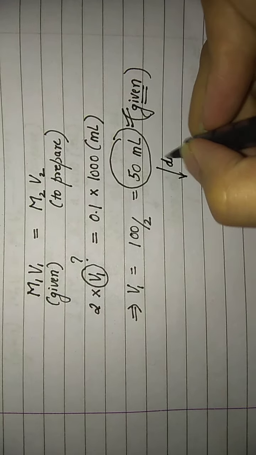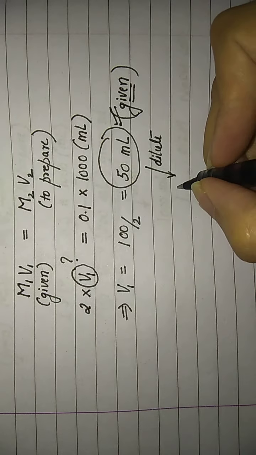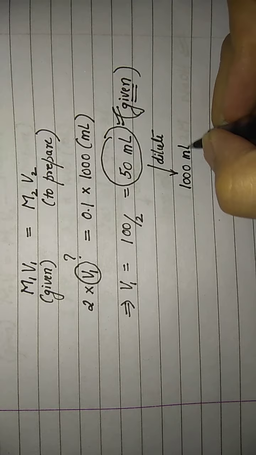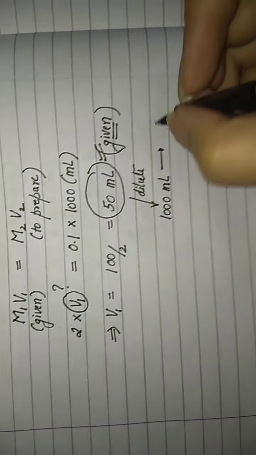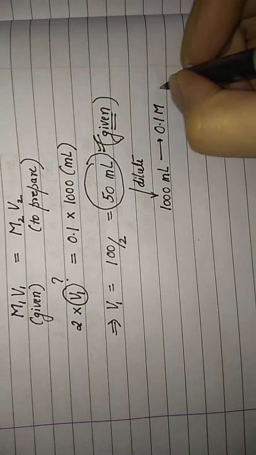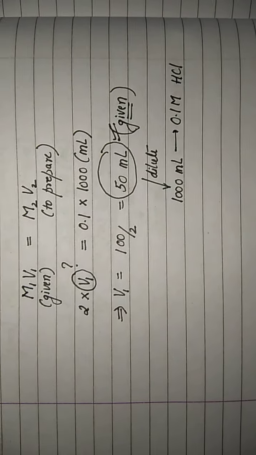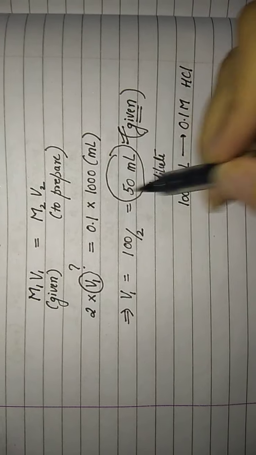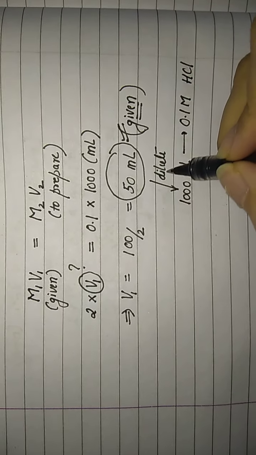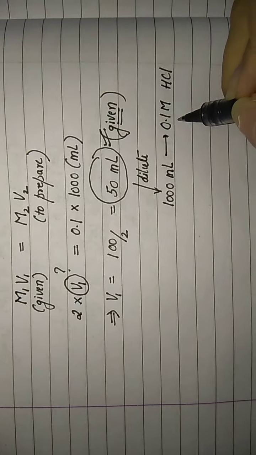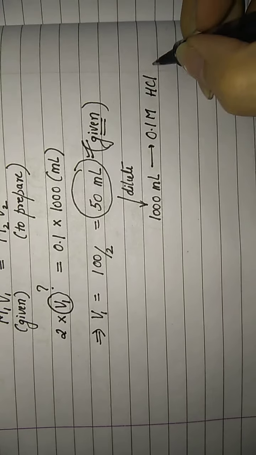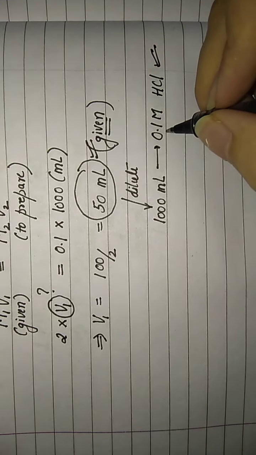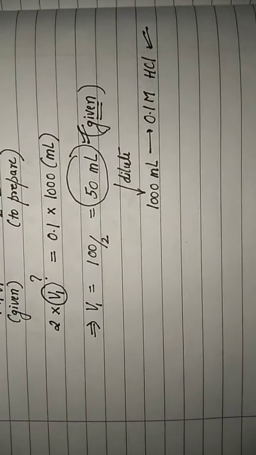and I will dilute this to 1000 ml. The resulting diluted solution will be the solution that I needed, 0.1 molar HCl. Okay, so you will be taking this much volume of the given solution, you will be diluting it up to 1000 ml, and the resulting diluted solution will be the solution which was needed. Okay, it will be the solution of 0.1 molar HCl.